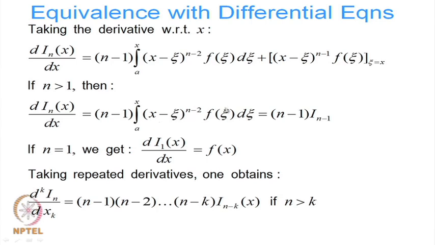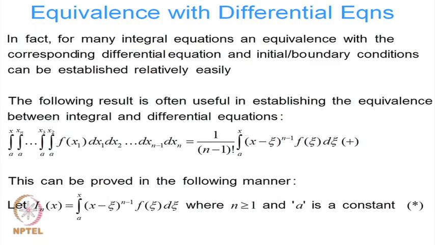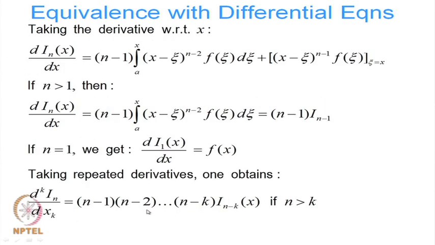And if you look at it closely, this is nothing but (n-1) times, if you look at that term, what is that term? That term is equal to I_(n-1), because we defined our I_n to be this, with (x - xi) to the power n-1. So I_(n-1) is the integral from a to x of (x - xi)^(n-2) f(xi) d xi. So this term is going to be (n-1) I_(n-1), right.